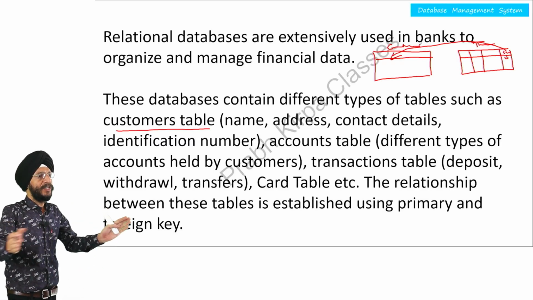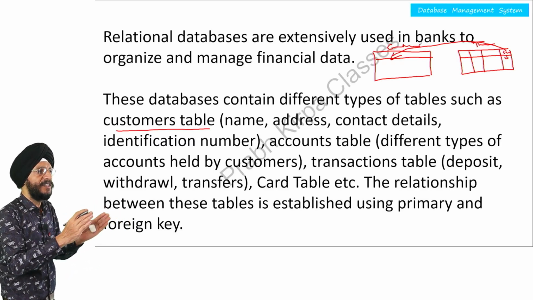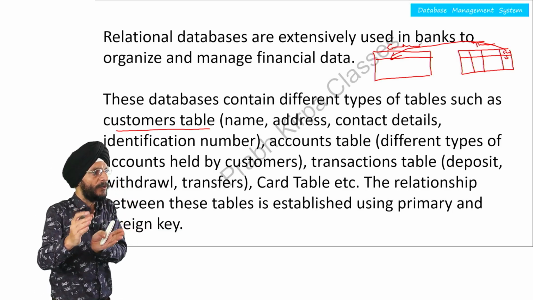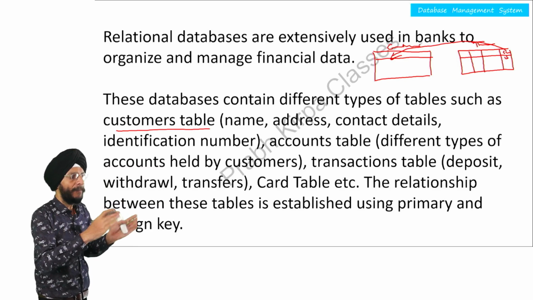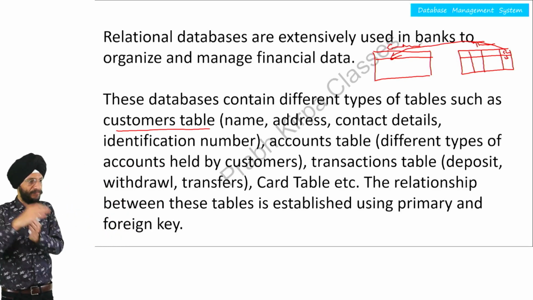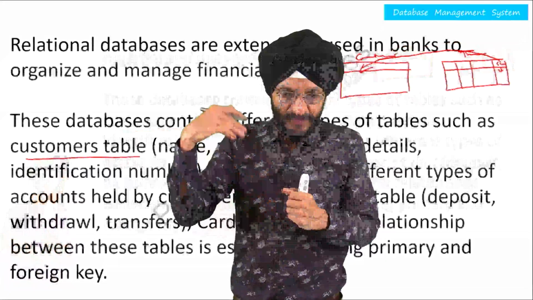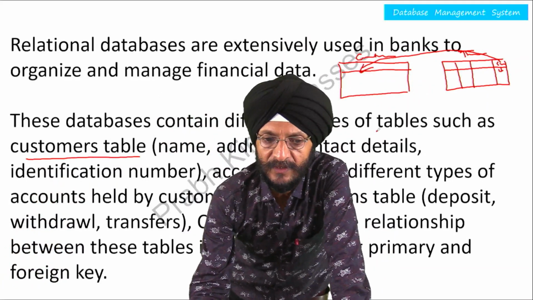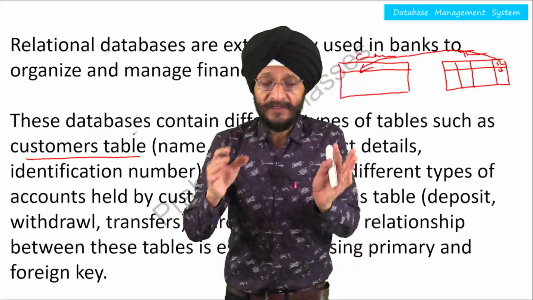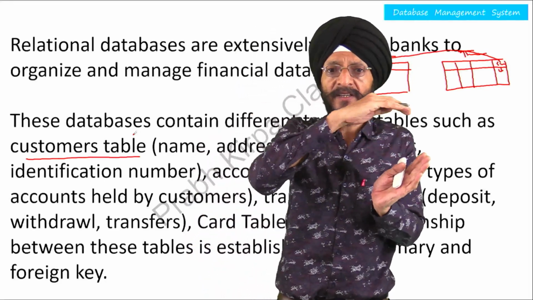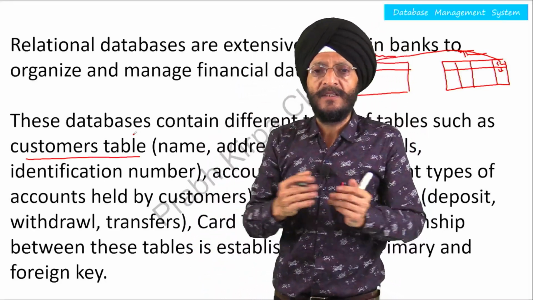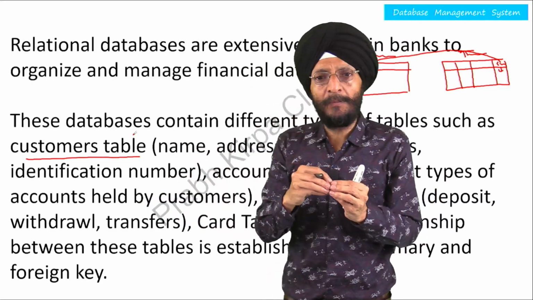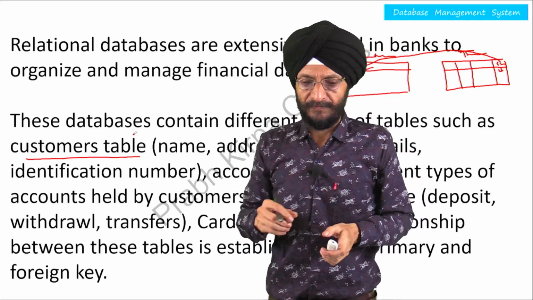All this relationship between the tables is established with the help of keys, primary key, foreign key, or composite key. We will discuss these keys in detail later on. So all these tables which are there in the relational database of the banks are interrelated with each other with the help of keys.